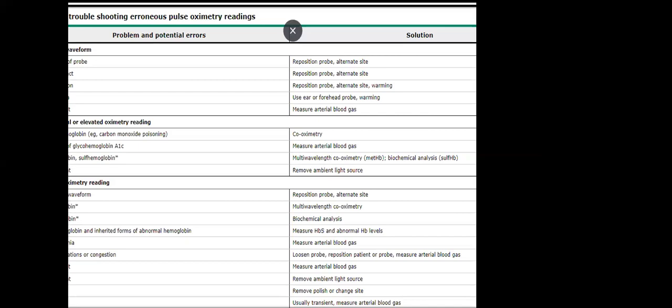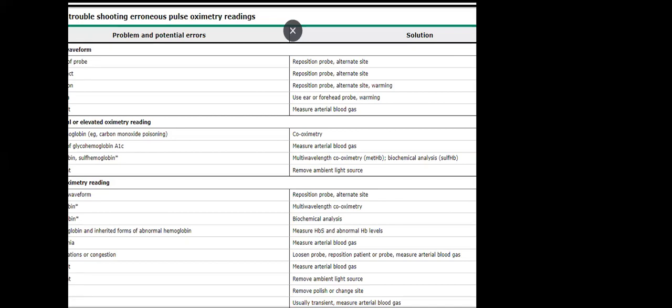If there are some kinds of pathological problems like carboxyhemoglobin, or some kind of methemoglobinemia, or there is some ambient light issue, then we can do the co-oximetry. We can get the arterial blood gases, and we can remove the ambient light source. So we can get the correct reading for the pulse oximetry.